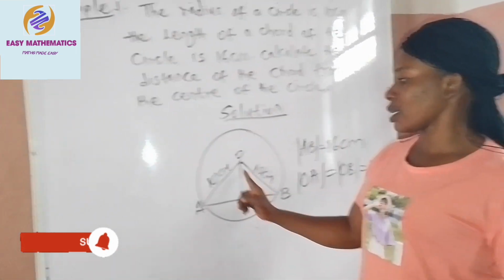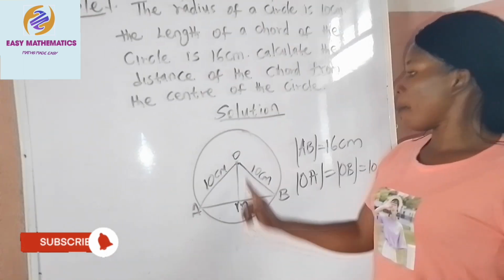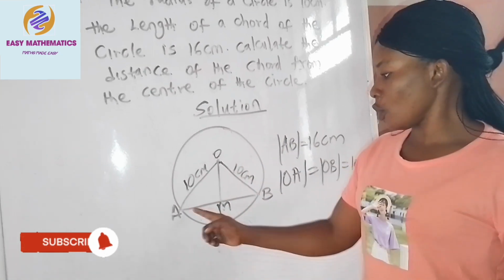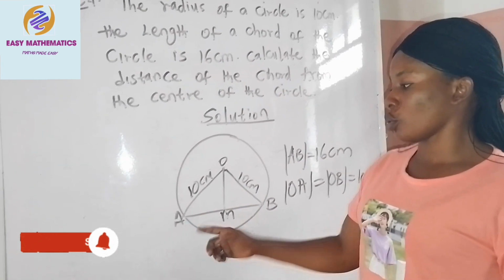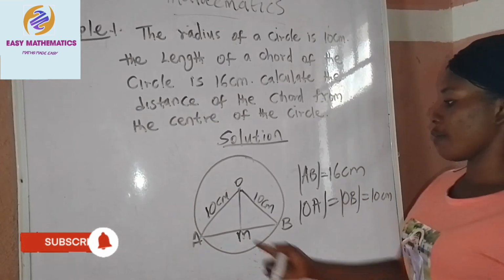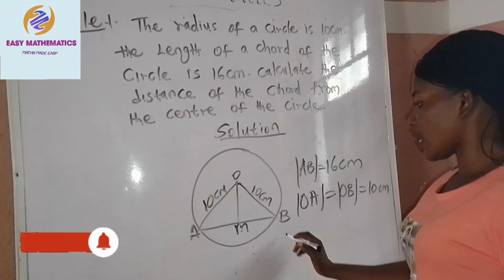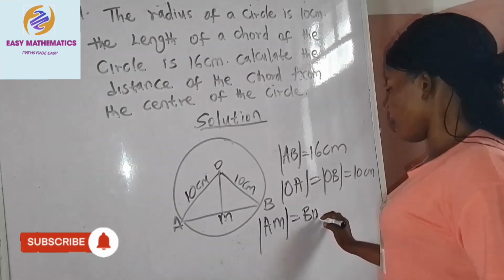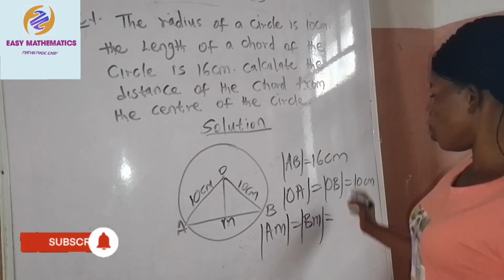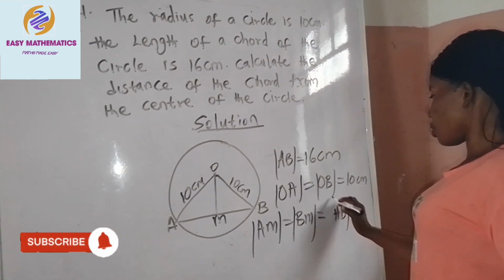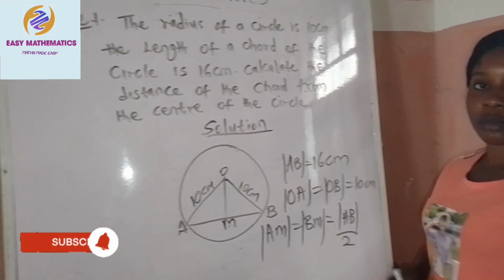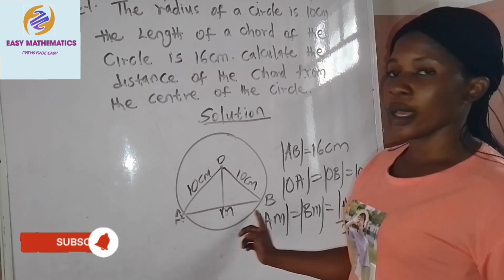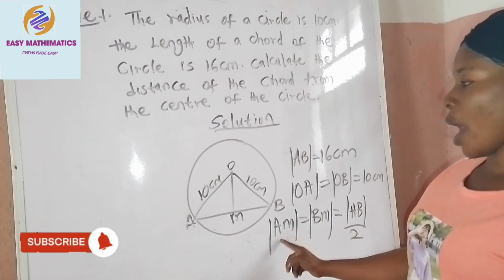Now know that this line here bisects this chord into two equal parts. If you look at it, the line bisects the chord into two equal parts. So therefore, if this line bisects it into two equal parts, it means that our AM, which is equal to BM, is equal to line AB divided by 2. That is, this chord here divided by 2 will give us our AM.